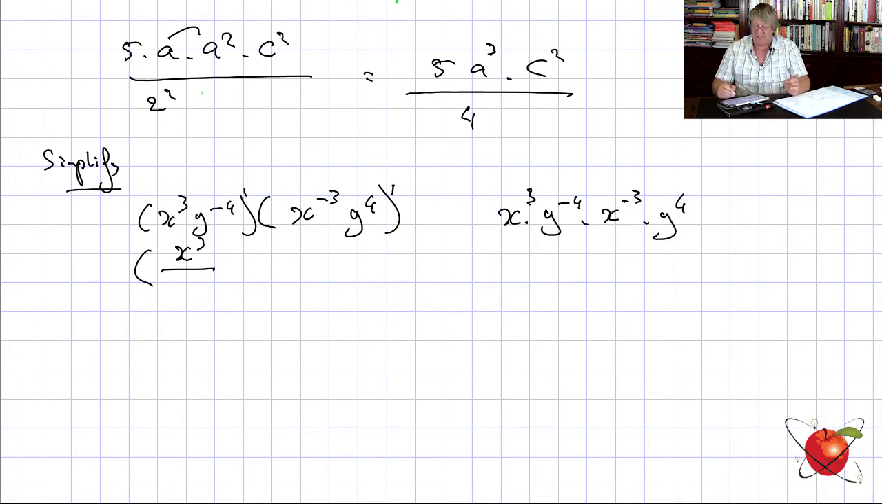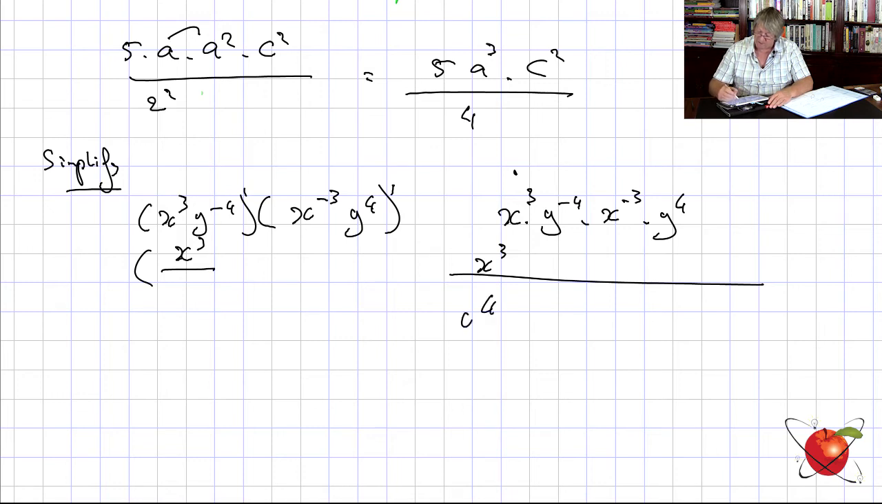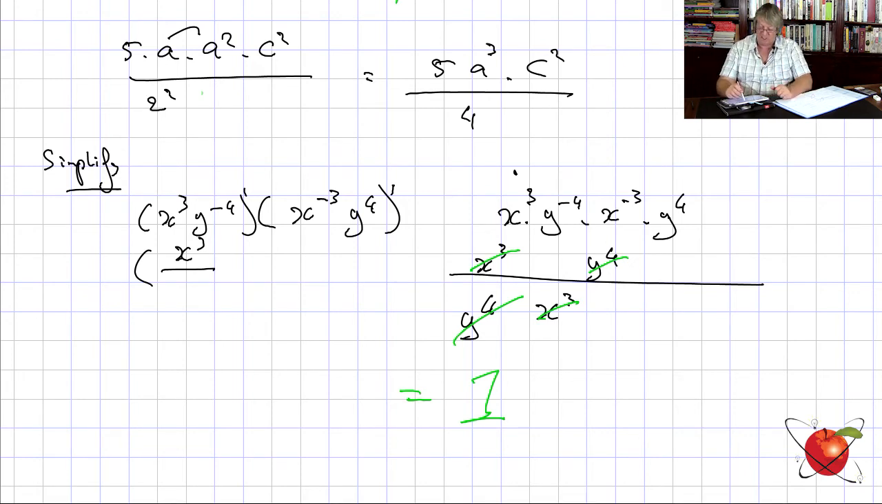Then I make all negatives positive. Start here, that stays x3. y4 goes down. X minus 3 goes down, and y4 stays. So green cancel, x3, x3, y4, y4, and my great answer is 1. Same process, or we could have just done it inside the brackets: x3 over y4 multiplied by y4 over x3.